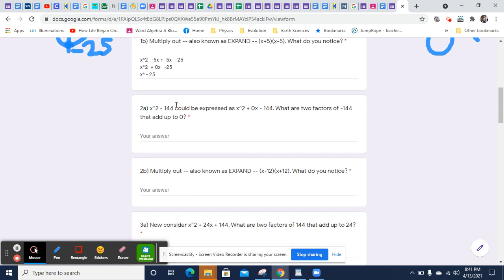Let's look at x squared minus 144. Perhaps there's a pattern here. It's a difference of squares because that's x squared and that's 12 squared. Okay, so we're reorganizing this as x squared plus 0x minus 144. So what are factors of negative 144 that add up to 0?